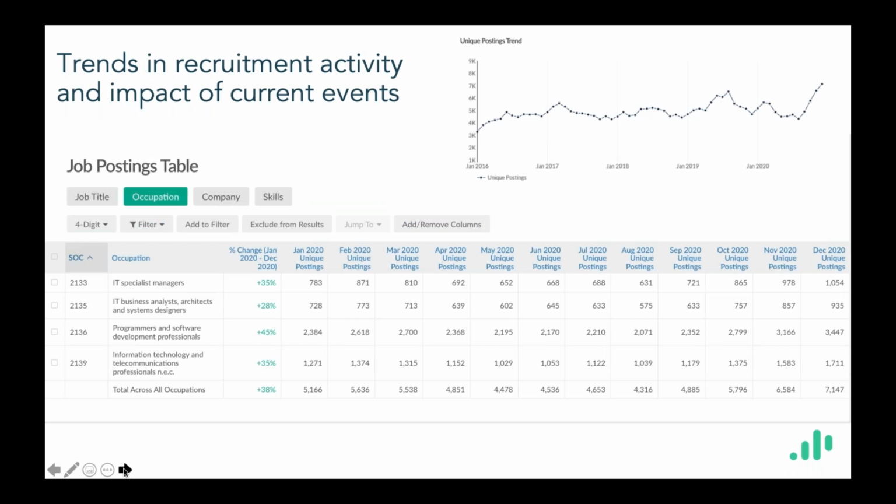So I mentioned big data, and while it's less useful for understanding the shape of the economy and counting jobs, it is useful for understanding recruitment activity and shorter term trends. So MZ captures a really huge amount of job posting data. I think we've got in the region of 47 million unique job postings for the UK at the moment.